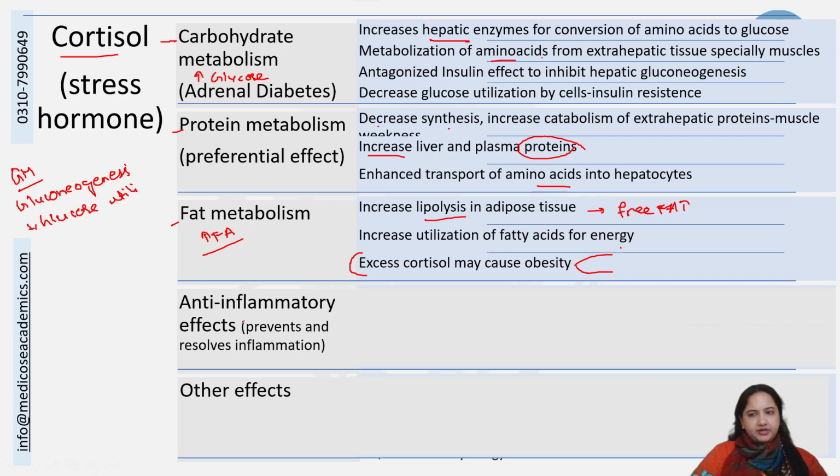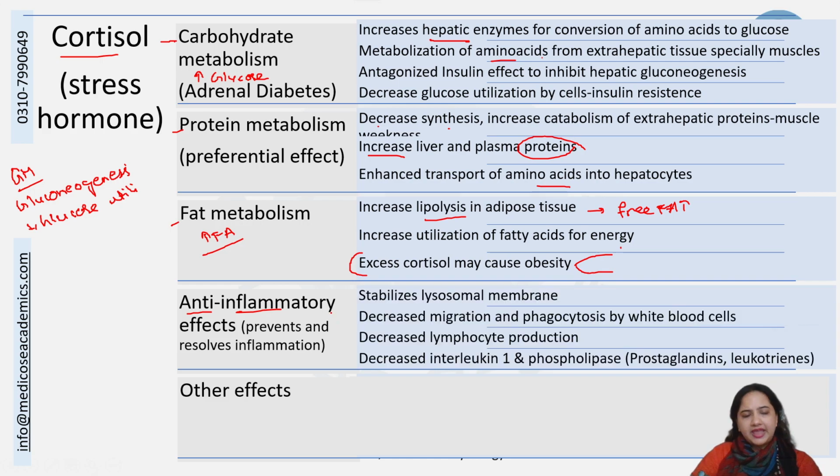A very important aspect, anti-inflammatory effects. It prevents inflammation, and if there is inflammation, it can resolve the inflammation. This is what I hope all of you know already. It is used in various diseases to treat inflammation. For example, in rheumatoid arthritis, in pneumonia, in asthma, in COVID-19, it was used sparingly. So it has anti-inflammatory and anti-allergic potential both.